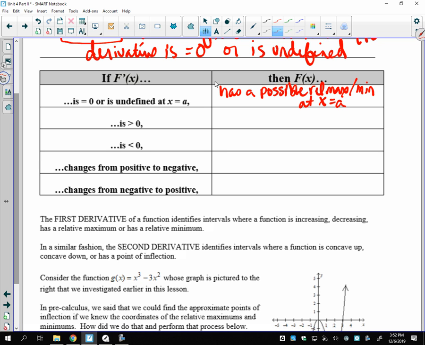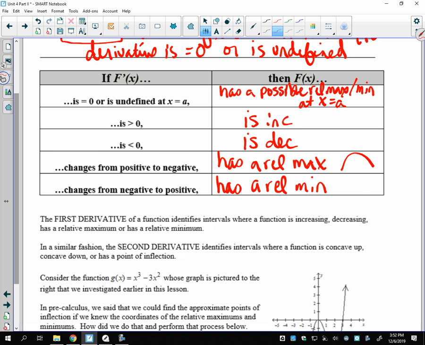What do we know if the derivative is greater than 0? Well, we know that f(x) is increasing. If the derivative is less than 0, we know that f(x) is decreasing. And very specifically, if it changes from positive to negative at a point, then we know that f(x) has a relative maximum. And if it changes from negative to positive, we know it has a relative minimum. Okay? And so we've done all of that. We just haven't talked about it being at undefined parts.